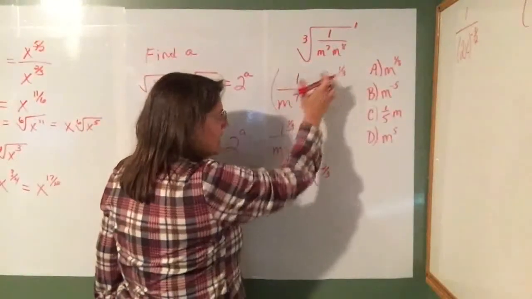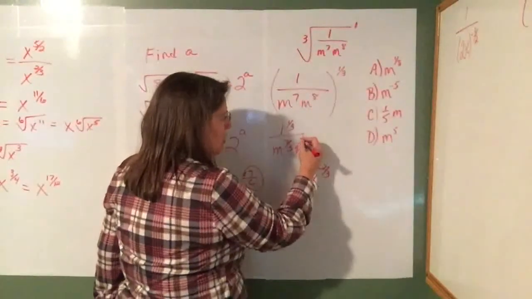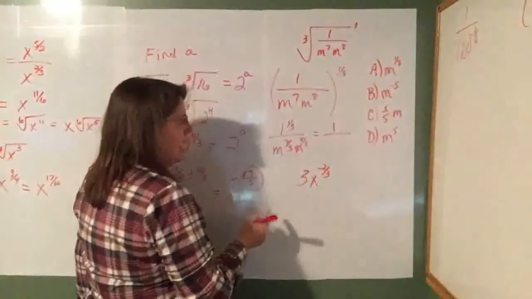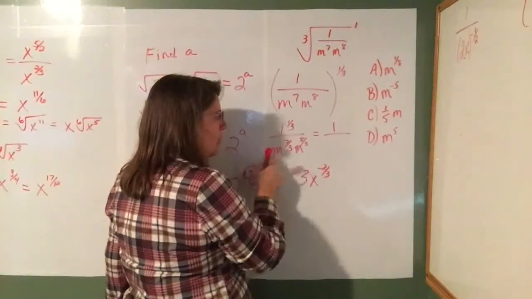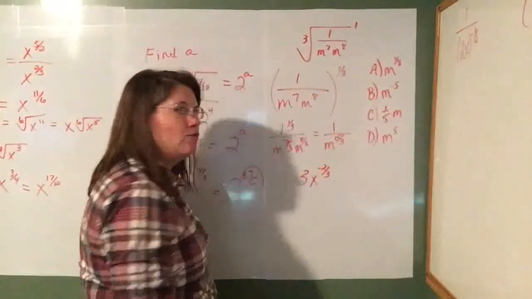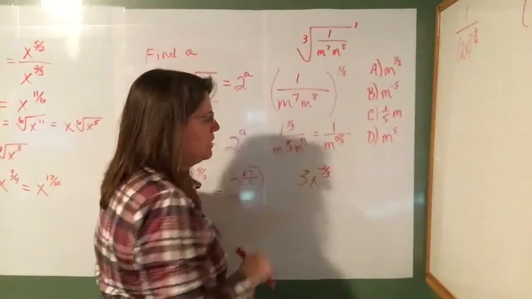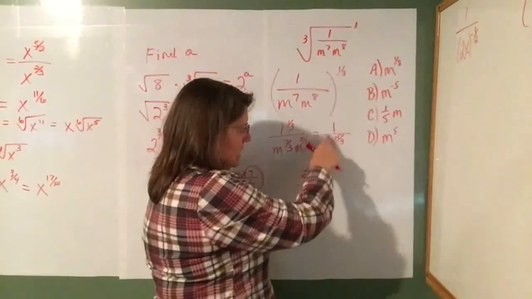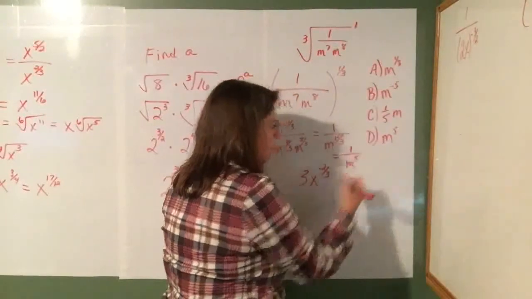m to the 7/3 times m to the 8/3. 1 to the 1/3 is just 1. And m to the 7/3 times m to the 8/3, well, we would add those together. That would be m to the 15/3. And then they might give you choices. Which of these is the same as m to the 15/3, or 1 over m to the 15/3? Well, if you think about that, isn't that the same thing as 1 over m to the 5th?